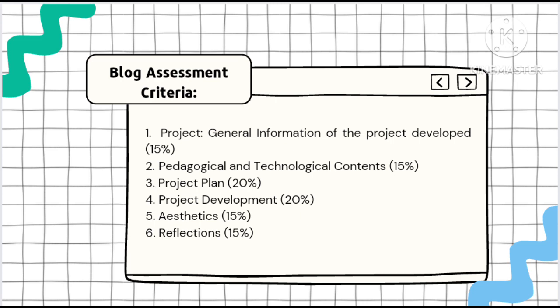Okay, the third one is yung project plan. So the group blog will also present how the group was able to plan for their project and how they were able to implement the plan. And number 4 is yung project development. So the group blog will feature the processes and experiences the group had as they develop their project.